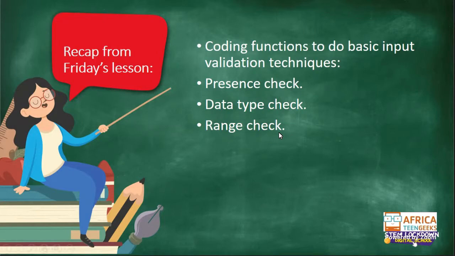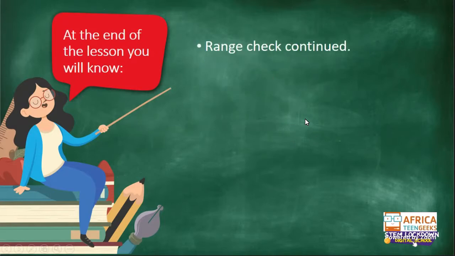Then we started off with the range check. Let's stick with the grade example, where I'm expecting you to enter a grade. I'm expecting you to enter something, that's the presence check, that it is an integer, that's the data type check, and that it is in a range of 1 to 12, and that is the range check. And we looked at a basic example. I think it was checking if a cell number was entered correctly. So that was Friday, and today we're going to just continue.